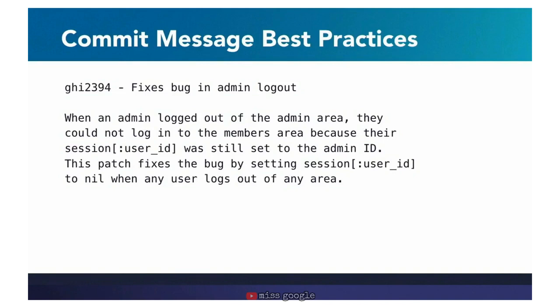And it says when an admin logged out of the admin area, they could not log into the members area because their session user ID was still set to the admin ID. This patch fixes the bug by setting session user ID to nil when any user logs out of any area. That is very descriptive. It really lets us know what's inside this commit, why the commit was made, and what it's supposed to do. Some of these best practices may feel a little bit weird at first, but I think you'll get used to them and find them useful over time.